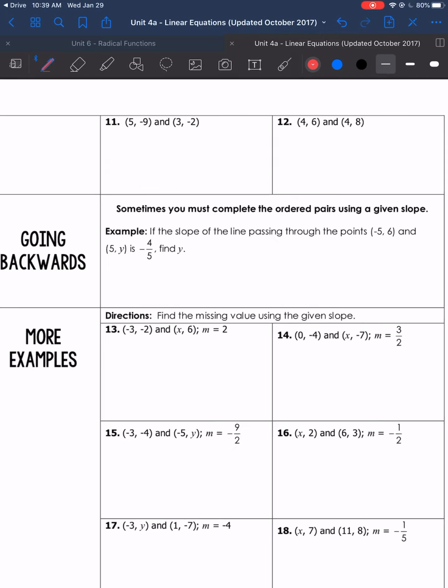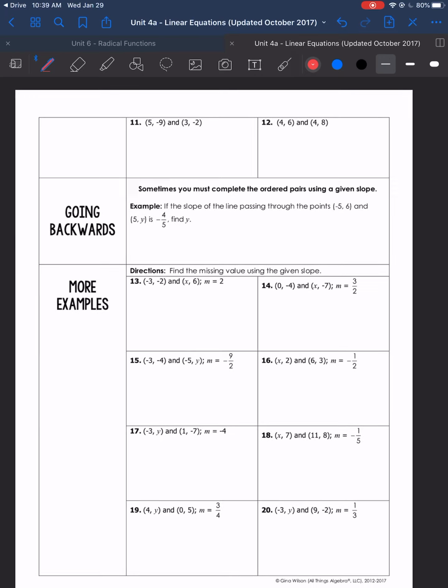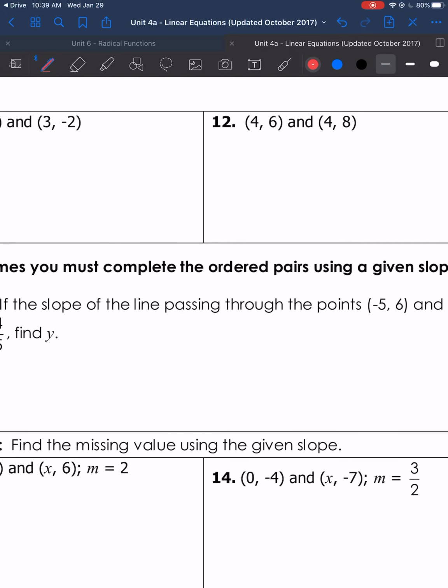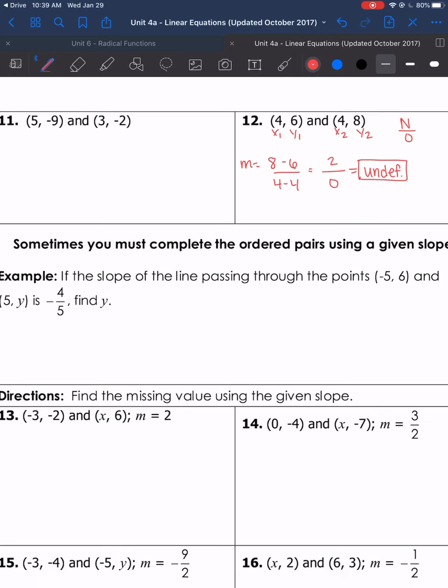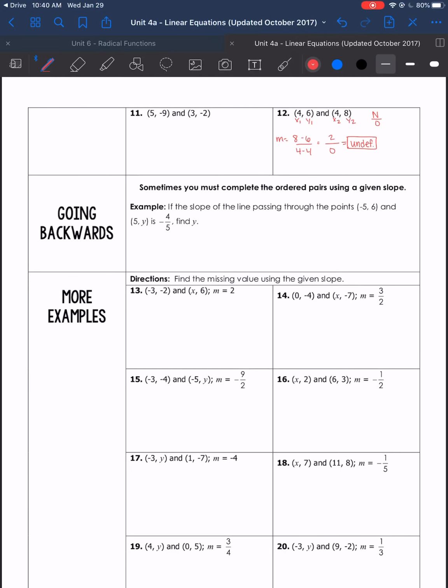Alright, we're going to do number 12, and then the second part of this will be another video. x1, y1, x2, y2. So m equals 8 minus 6 divided by 4 minus 4. So 4 minus 4 gives me a 0, and 8 minus 6 gives me a 2. And once again, 0 on the bottom is not okay, so it is undefined. We will do the second part of these notes in another video.